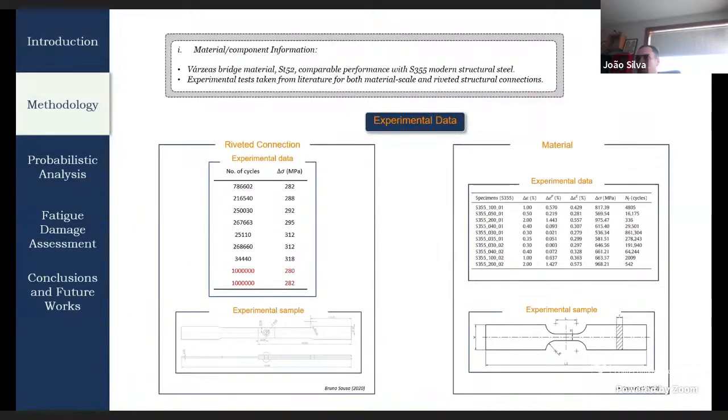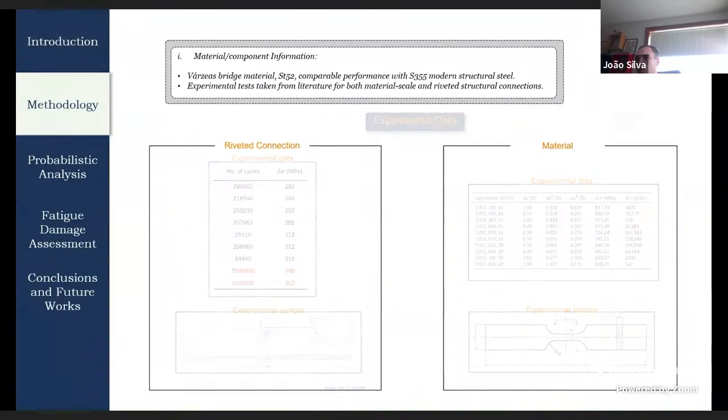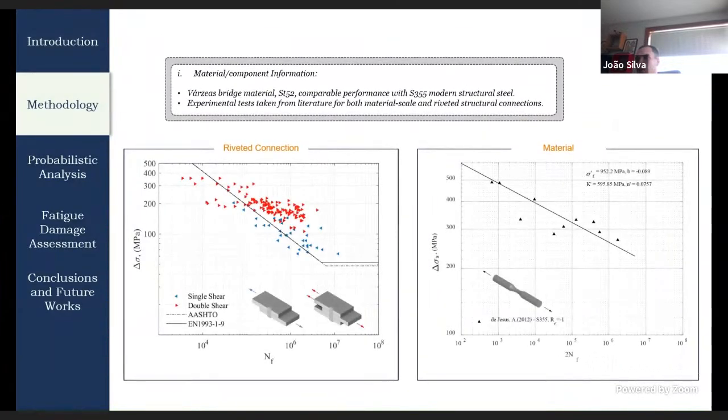The material information was taken from the literature. We have data from the riveted connection and data from the material. In this case, the data from the material is from the S355 modern steel, which has similar performance to the ST52 Barton Bridge material. Here you can see the data from the single shear connection and data from the double shear connection, and the normative curves from the American standard and the Eurocode. We can also see the S-N curve performed by Camille Sudush on the material in this study.